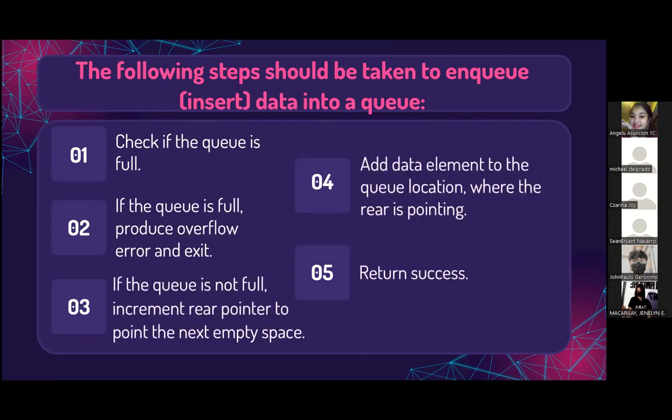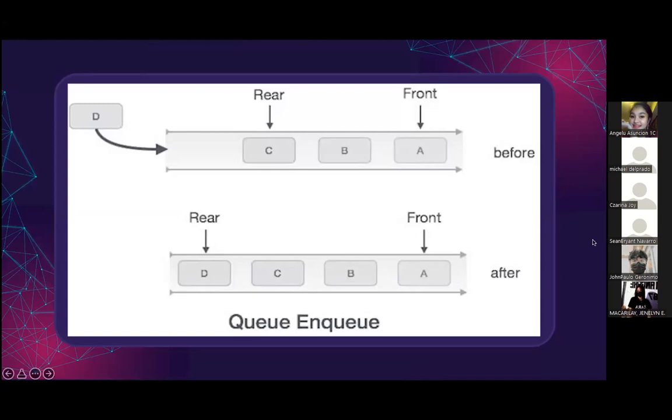So, ito po yung example niya. So, ito pong before, so ito pong D, kailangan natin maipasok sa may katabi ng rear. So, ang first step na gagawin po sa before, kailangan nyo po munang i-check kung full na ang queue. So, ang tinatawag po na queue is yung itong pinapalooban ng ABC. So, yan po ang tinatawag na queue.